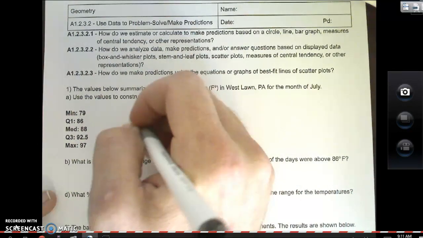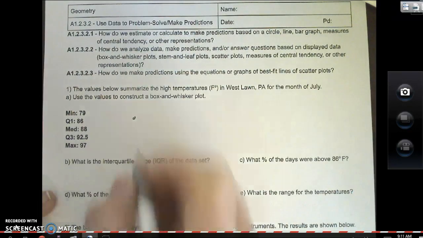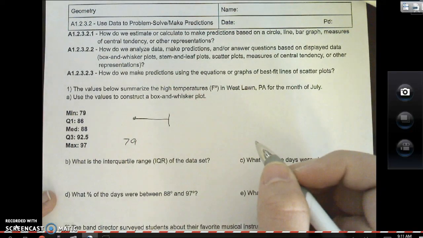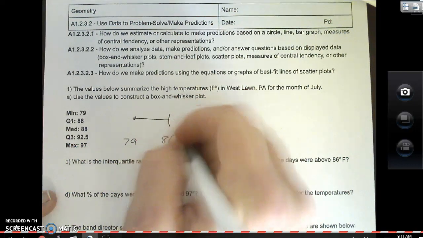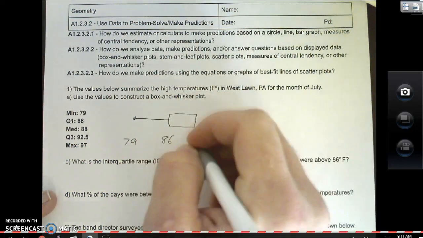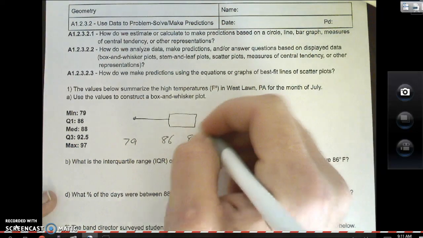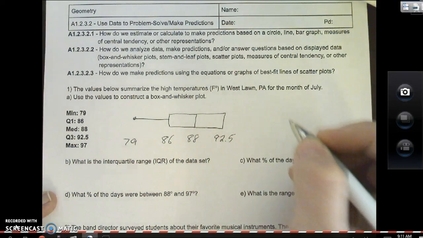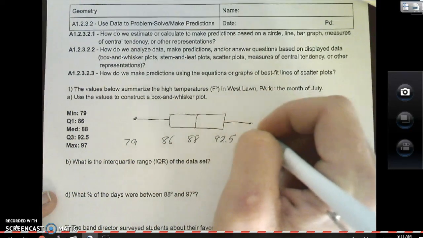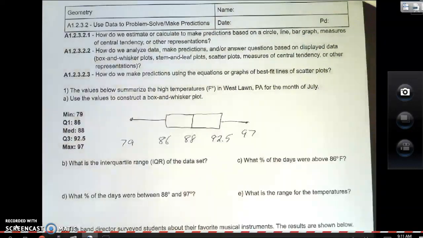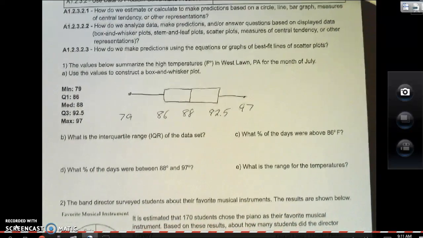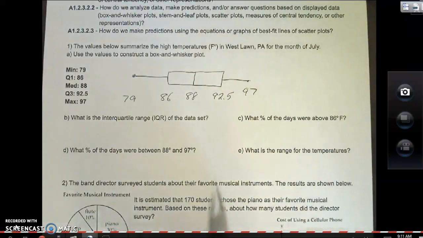Alright, so when you construct a box and whisker plot, the min is one of your whiskers, so that's 79. Okay? The start of your box is Q1, so that's 86. The middle of the box is your Q2, you come over here to 92.5, okay? And then the end of my whisker is 97. Normally, you would put a number line down here and show that as you go. On the Keystone, they would probably give you the number line, so don't stress too much about that. But there you go, okay?